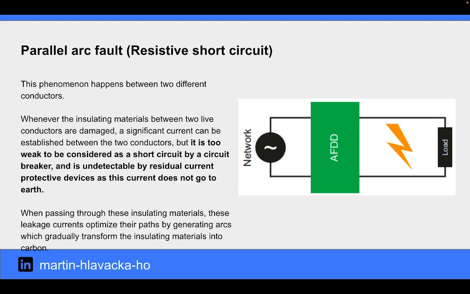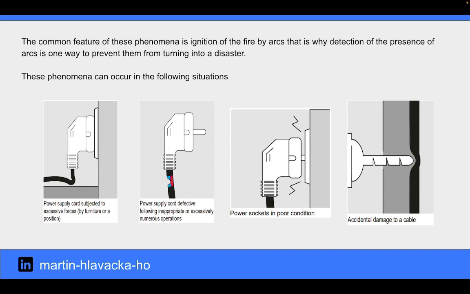By passing through these insulating materials, these leakage currents optimize their path, generating arcs that gradually transform the insulating materials into carbon. The common characteristic of these phenomena is the ignition of fire by arcs, so detecting the presence of arcs is a way to prevent them from becoming a disaster. These phenomena can occur in the following situations.